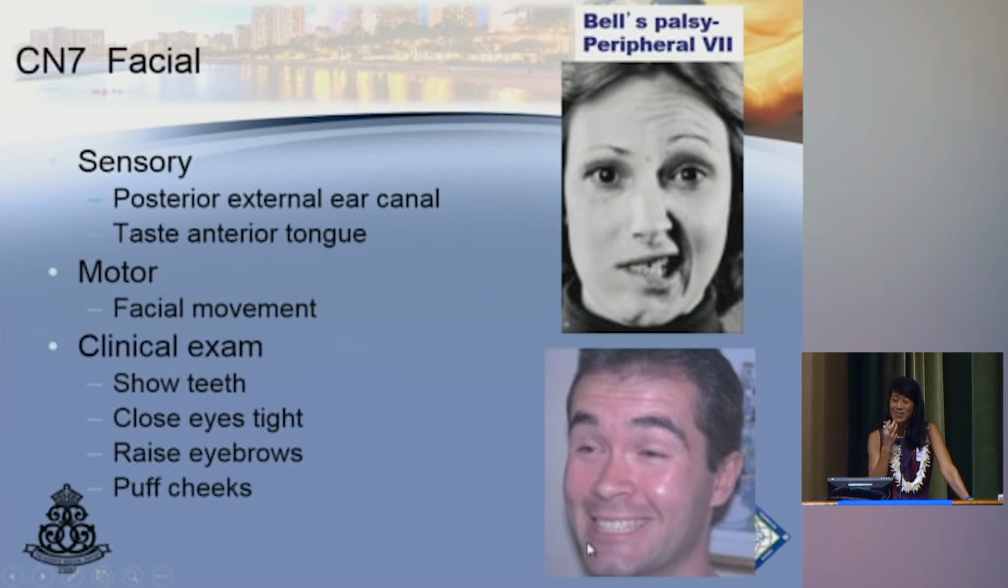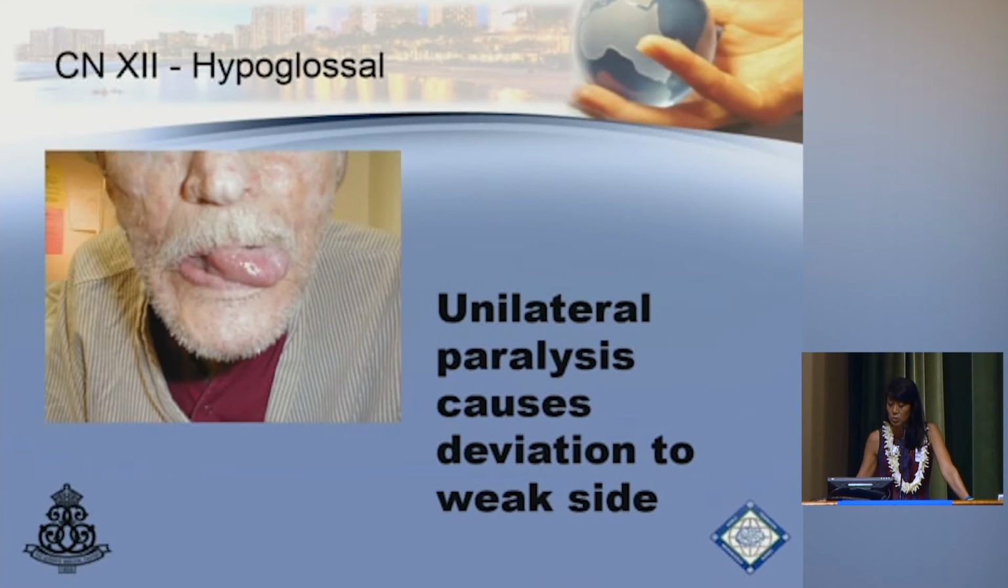So again, you can have the patient show the teeth, close their eyes, but you have to also have them raise their eyebrows. Some use puffing the cheeks as well. And then the 11th is the shoulder shrug, which we don't do a lot in the ICU. For the hypoglossal, remember that if the tongue is weak, it's not going to protrude, so the tongue will deviate to the weak side.